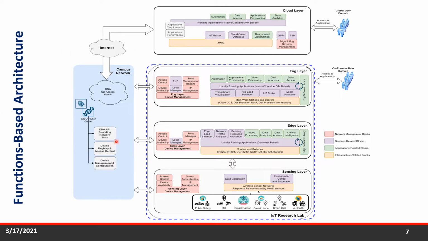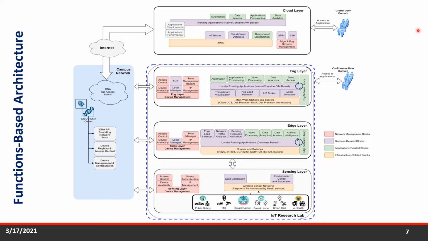Features like the provided APIs within the DNA are used to support IoT applications with network statistics, device registry, access control, and device management and configuration. To shed some light on the different functionalities, a color code is shown on the right. The network management blocks are shown in pink. The service-related blocks are shown in purple, applications in green, while infrastructure-related blocks are shown in orange.